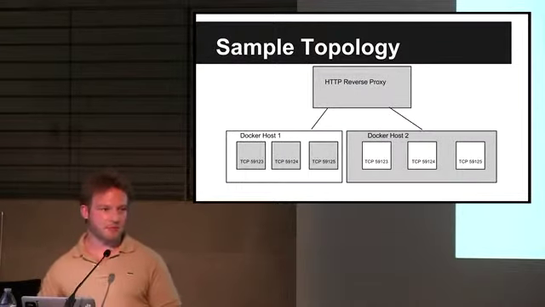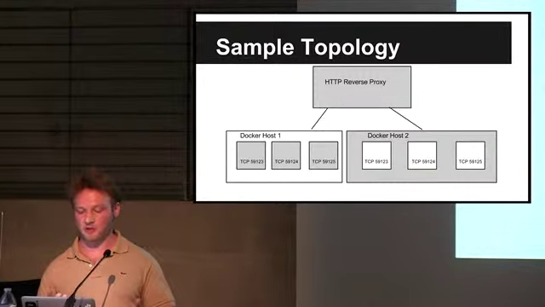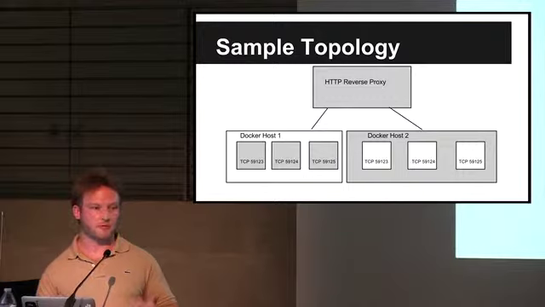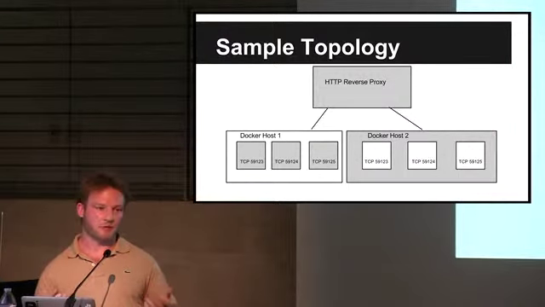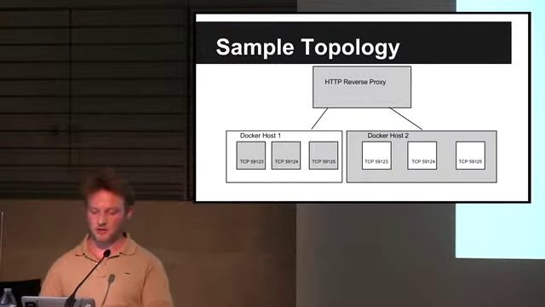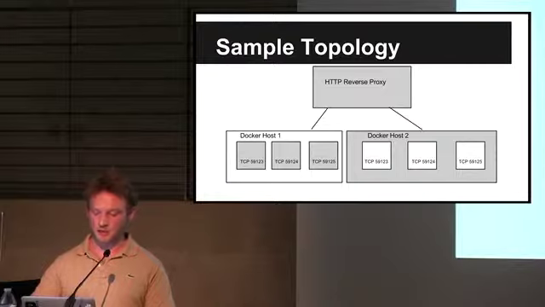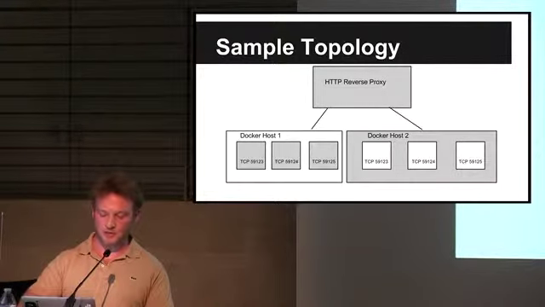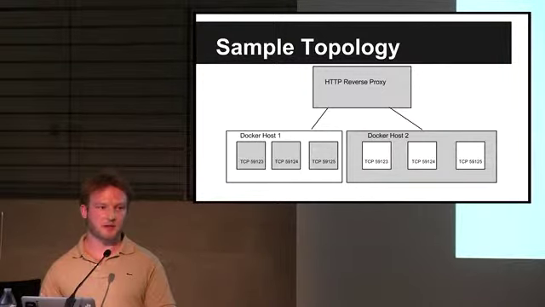So here's a sample topology of how you might use Docker. This is pretty simple. This is a standard web application topology, really, where you have an HTTP reverse proxy sitting in front of some physical hardware, load balancing or routing requests to various services. In this simple diagram, I have two physical Docker hosts, let's say. Each one is running multiple containers. They're each running on separate TCP ports. And then the HTTP reverse proxy is configured with the routing.